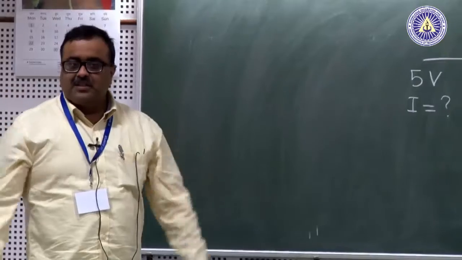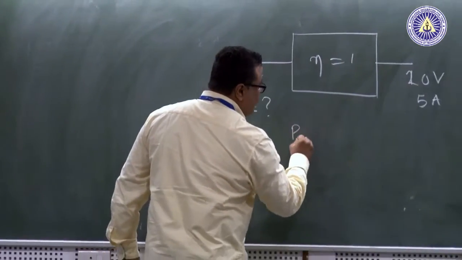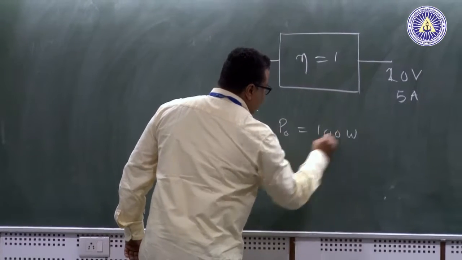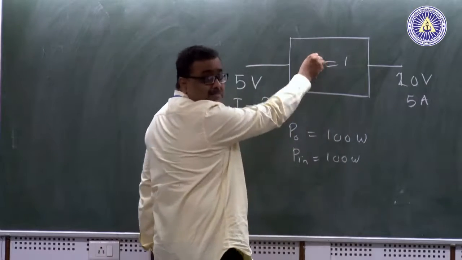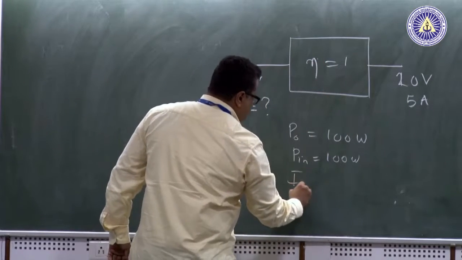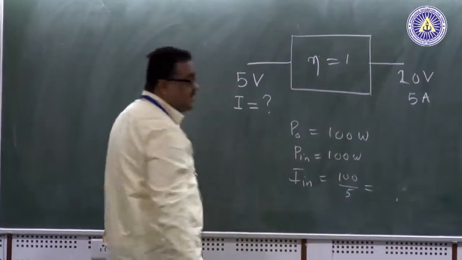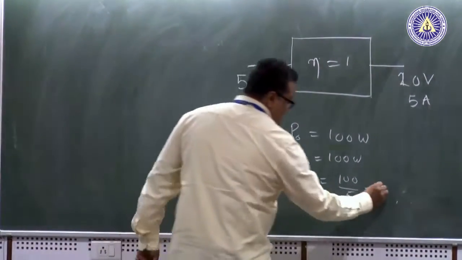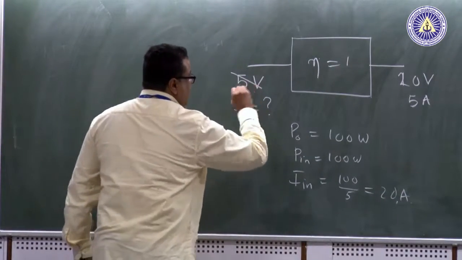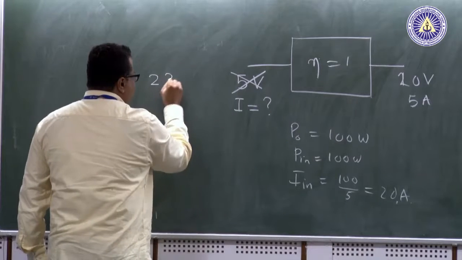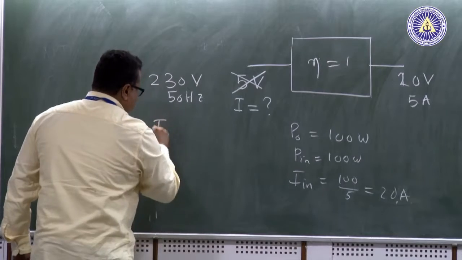It is a box. Okay. So, how did you calculate? You actually calculated the output power, which was 100 watt. The input power is also 100 watt because efficiency is equal to 1, and then you calculated the input current to be 100 divided by 5, that is the answer, correct. So, let us say this is not 5 volt, let us say this is 230 volt AC, 50 hertz. What will be the current?